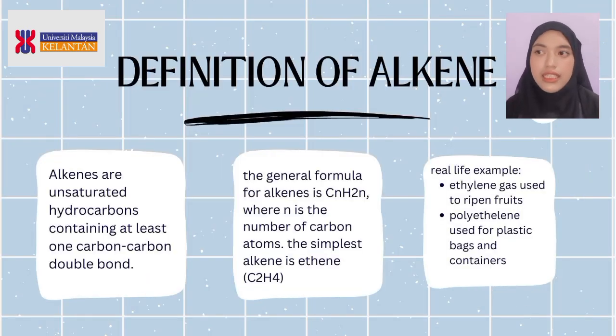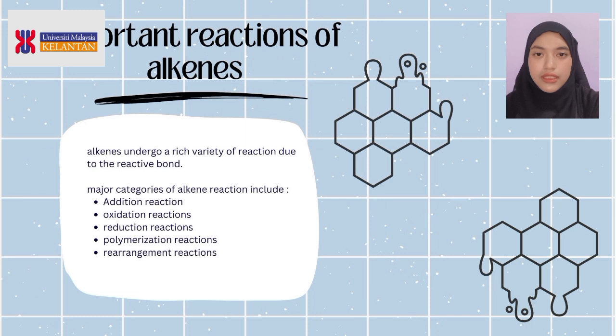Definition of alkene. Alkenes are unsaturated hydrocarbons containing at least one carbon-carbon double bond. The general formula for alkene is CnH2n, where n is the number of carbon atoms. The simplest alkene is ethene, C2H4. Alkenes undergo a rich variety of reactions due to the reactive double bond. Major categories of alkene reaction include addition, oxidation, reduction, polymerization, and rearrangement reactions.